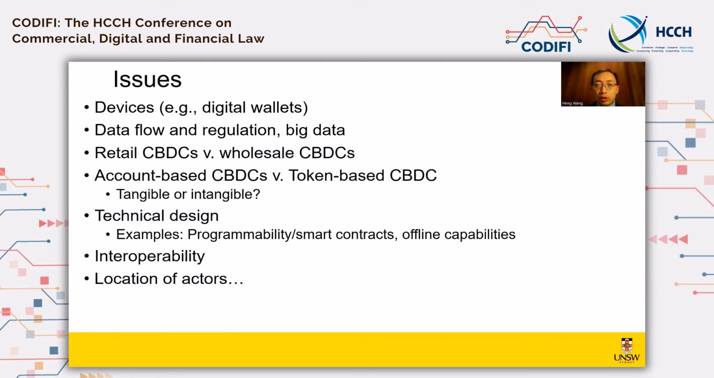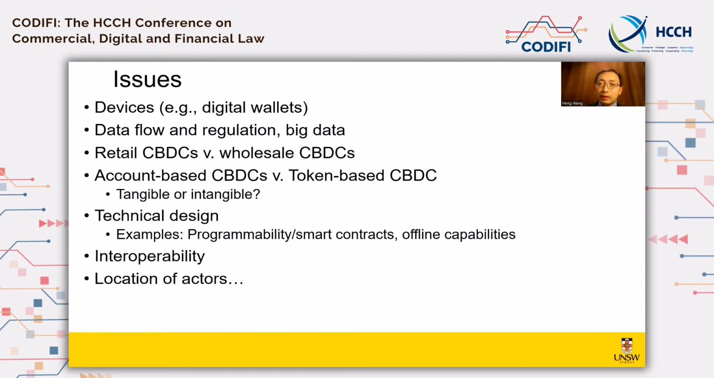Now, let's look into the specific issues regarding CBDC and private international law. I think there are at least a number of issues that deserve attention. One is devices. What does it mean? It means that CBDC relies on digital wallets. And it's quite different from cash, where you don't really need a digital wallet. You can use cash and then spend it. While in CBDC, it's quite a different scenario. And that involves many legal relations regarding how you open digital wallets, how they operate, and so on and so forth.